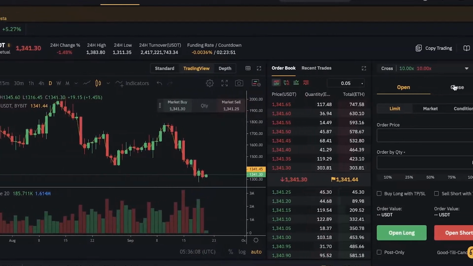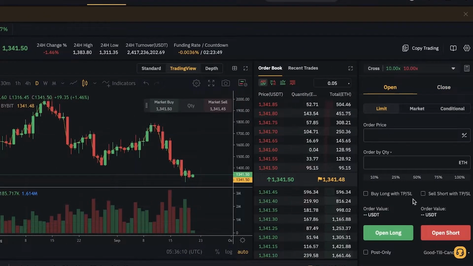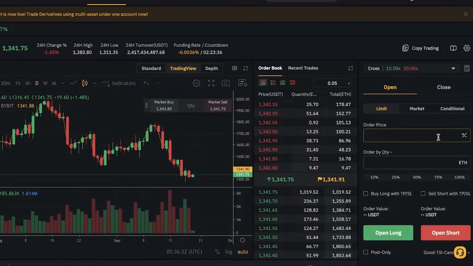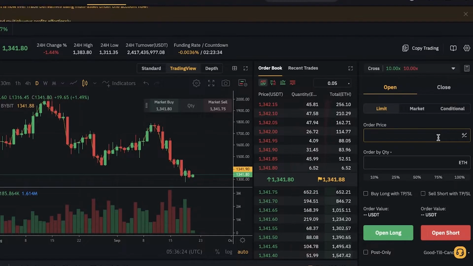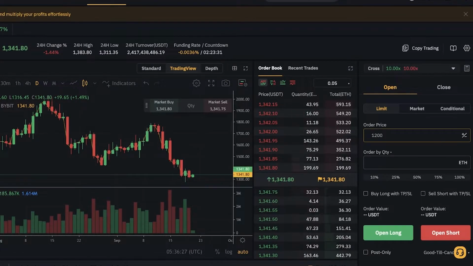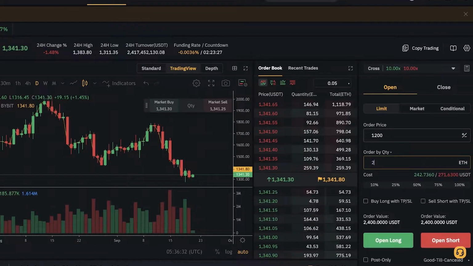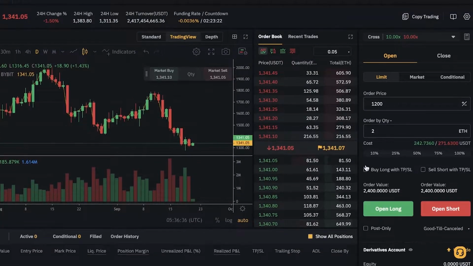Now, you have open orders or closed orders, and open orders will be placed in the market over here. You can input the order price. Let's say I expect the price of Ethereum to fall to 1200 USDT. For that, I will put in the order price, which is going to be 1200. Then I'm going to enter the quantity. How much money do I want to bet in this? Let's say I want to bet 2 Ethereum. Then you will scroll down and you will have buy long or sell short.